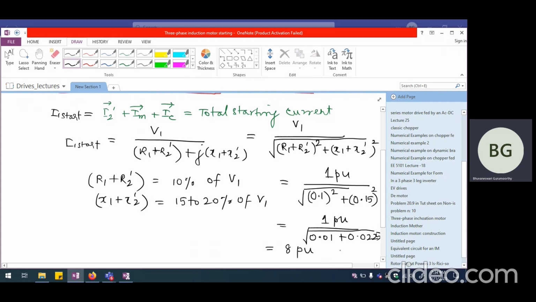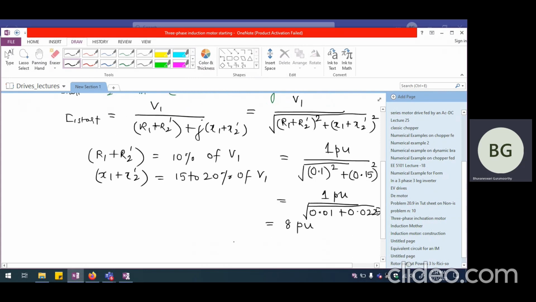So the current that is drawn by the induction motor during starting can be as high as 8 times the normal or full load current. So I can say the starting current of the induction motor is anywhere between 5 to 8 times the rated current.